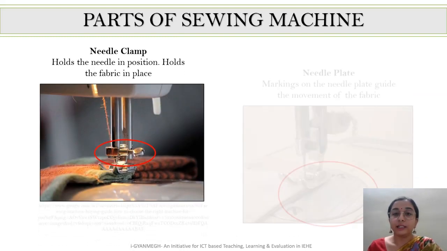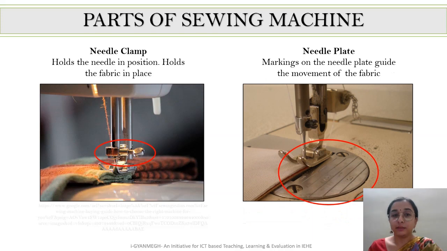Next is the needle clamp. So while working, it is very important that our needle is in place. So this needle clamp holds the needle in the position and therefore helping the fabric to be in place. Needle plate. Needle plate is the marking which guides the movement of the fabric. You can directly see it beside the needle clamp.